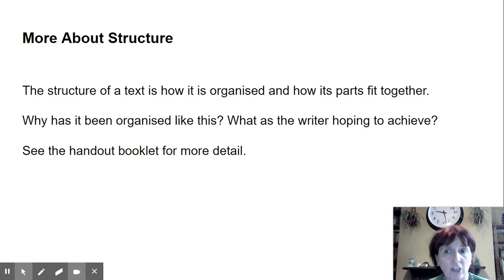And what we are interested in is why has it been organized like this? What is the writer hoping to achieve? There's a typo there. I didn't mean to write "as", I meant to write "is", sorry. And on page, I think, 19 of your handbook, there's more detail about this. So do have a read through. It can take a little while to sink in.